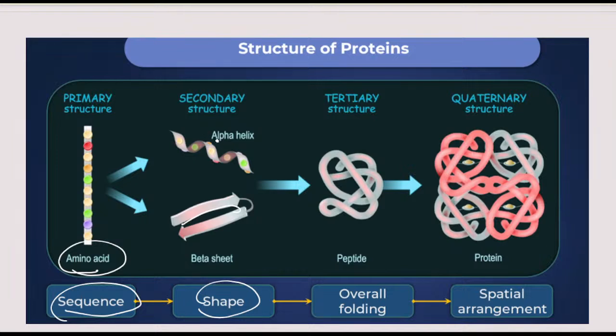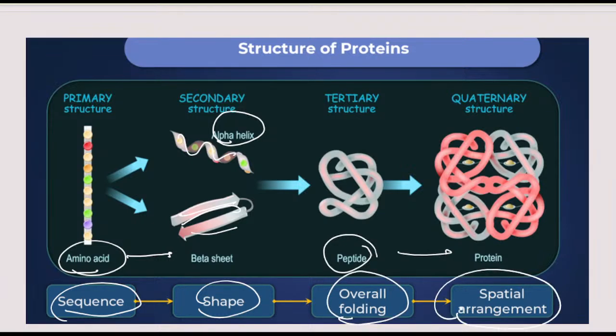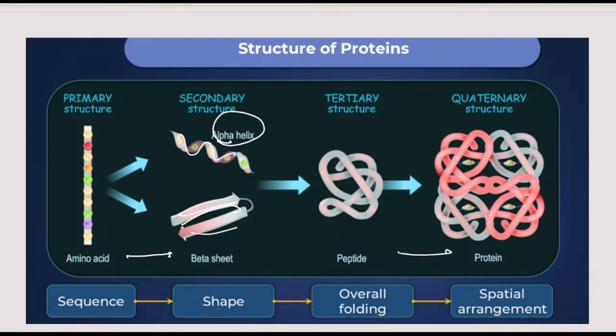Okay, look at this. This is an alpha helix, like this is a spiral, and this is how the sheet, beta sheet. Tertiary coiled, okay, peptide. So first of all amino acid, then beta and alpha helix, then peptides. Peptide becomes protein. So it's an overall folding, then spiral arrangement. So how the question will be like, primary gives sequence, secondary gives shape, okay, tertiary gives overall folding, and the quaternary gives the spatial arrangement. So this is the complete sequence of a protein.